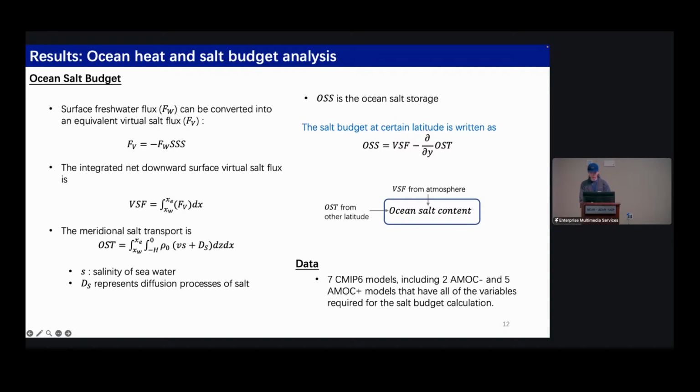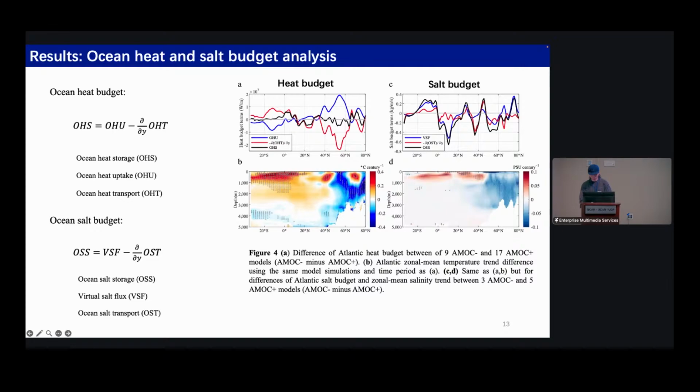And for the ocean salt budget, it is similar. The ocean salt storage at certain latitude is determined by the surface salt flux from the atmosphere and the ocean salt transport from other latitudes in the ocean. Here we use 7 CMIP6 models that have all the variables required. And then we separate the models into a weakening group and a strengthening group to highlight the impact of the AMOC rather than the background warming.